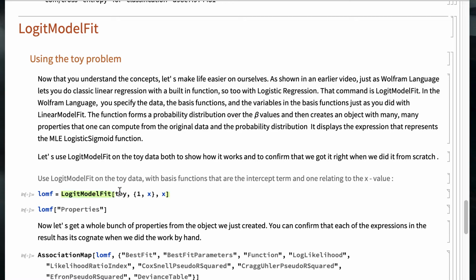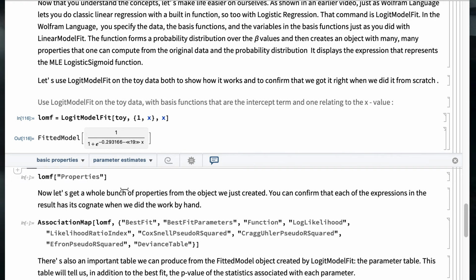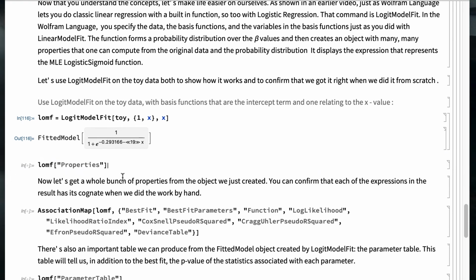LogitModelFit. The first argument is the data. The data needs to be in the form of a matrix in which the last column is the dependent variable, and the remaining non-rightmost columns are the independent variables or covariates. We have our basis functions here, and we have our variable that's in the basis functions here. And we do that, and we'll call our result lomf. There's good old lomf.